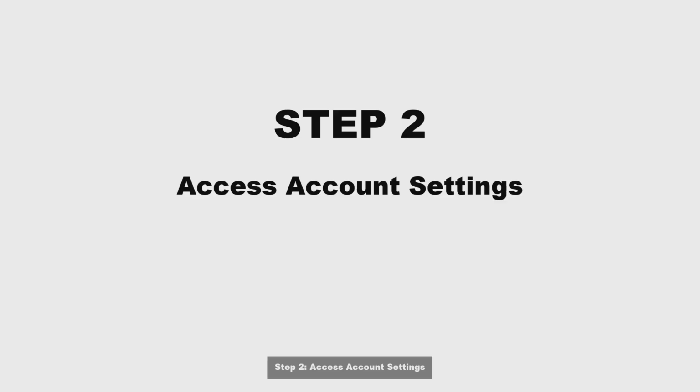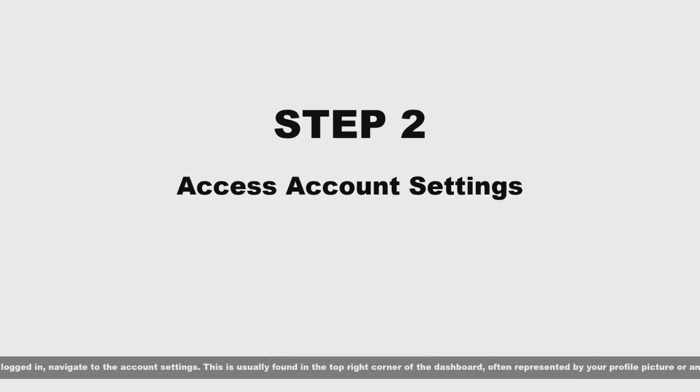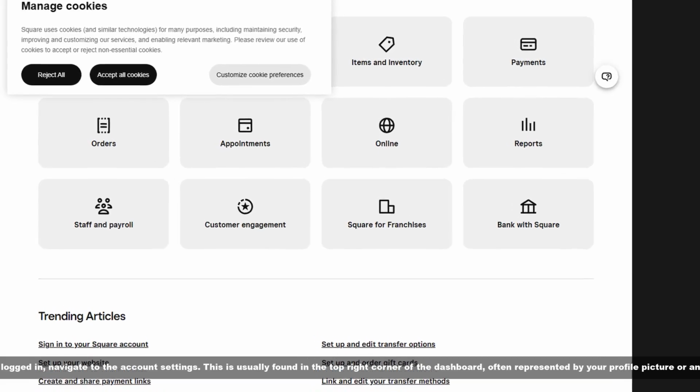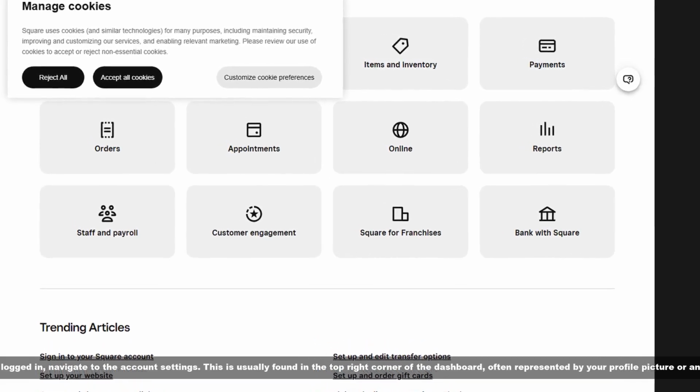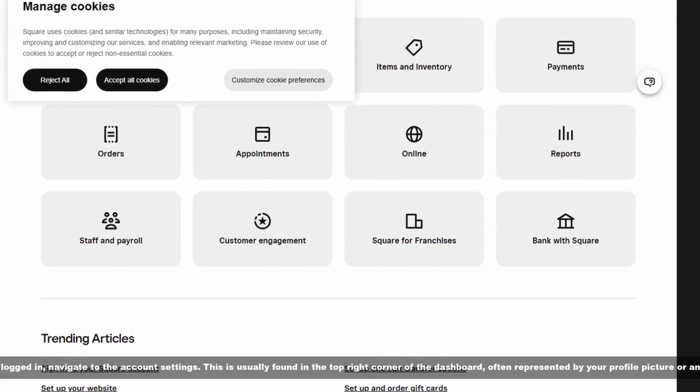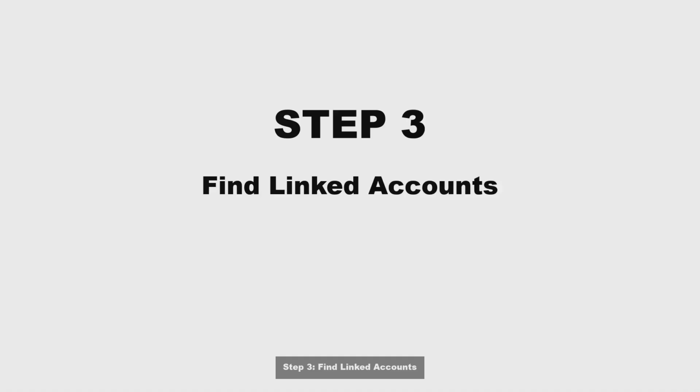Step 2. Access account settings. Once logged in, navigate to the account settings. This is usually found in the top right corner of the dashboard, often represented by your profile picture or an icon. Step 3. Find linked accounts.